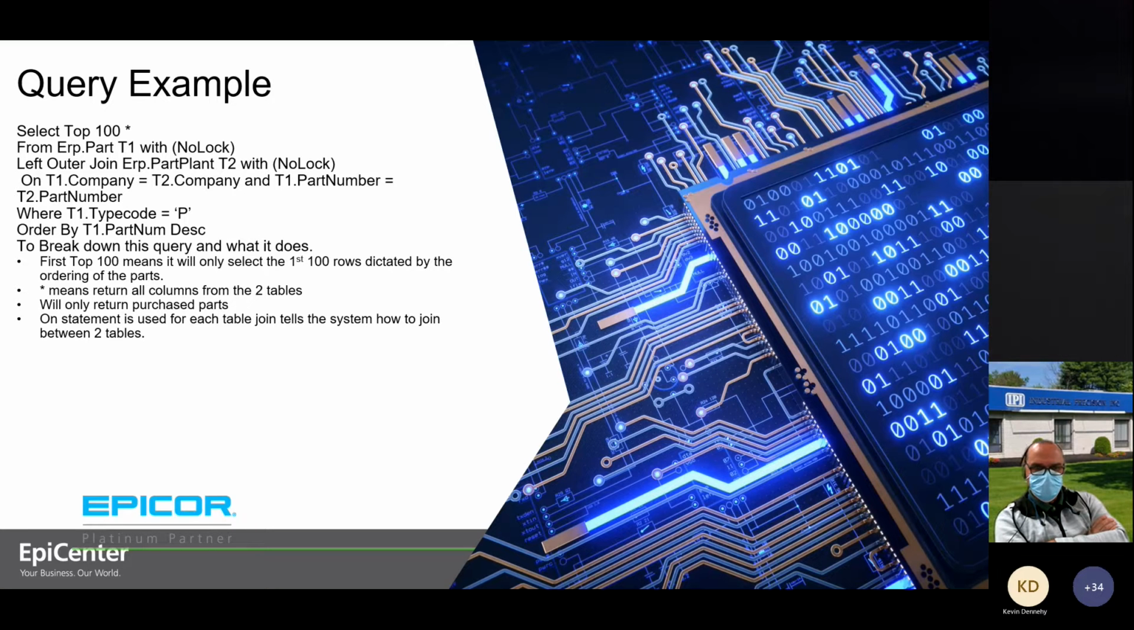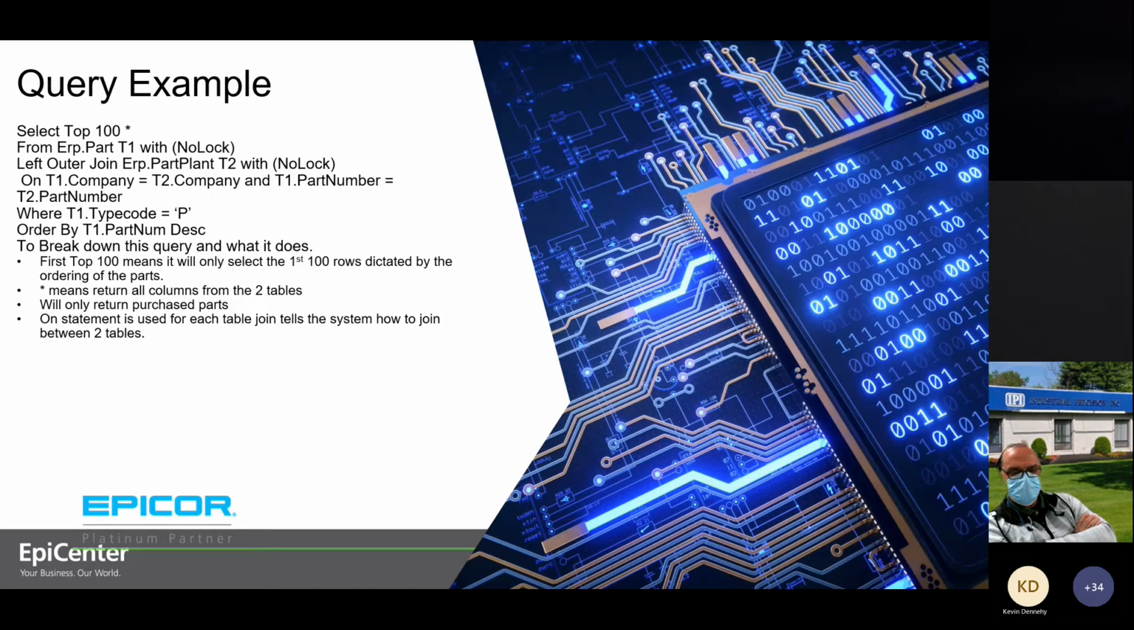So select top 100 star is the beginning of your select statement. What this essentially translates into is return to me the top 100 rows of data that this query returns, and star just means return all the columns that it finds in the appropriate tables.